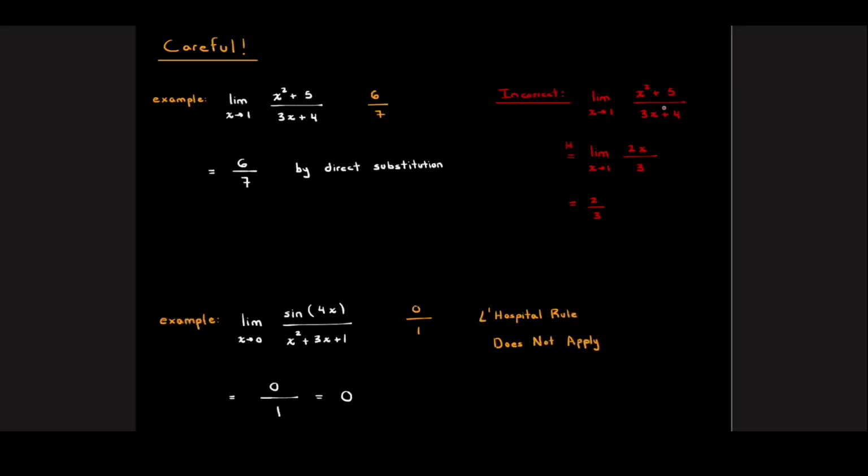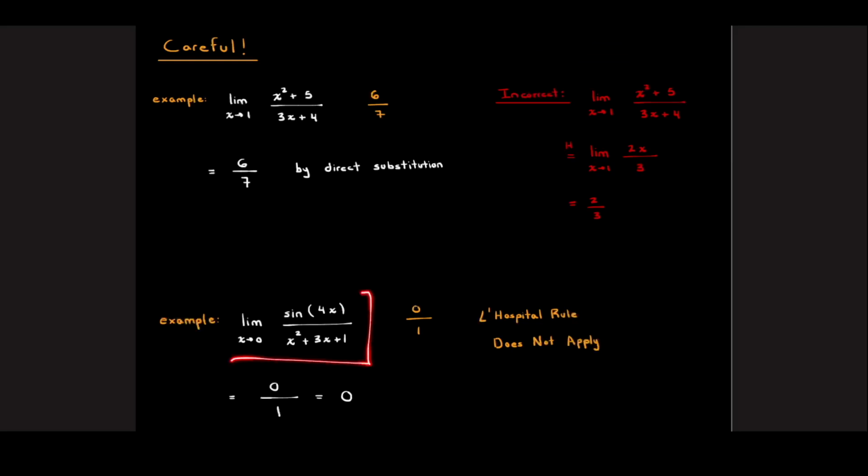If someone tried to just blindly apply L'Hopital's rule, we have the work on the side here. You would differentiate the top, you would get 2x. You differentiate the bottom, you would get 3. They would plug in 1 and get 2/3. Okay? And so they wouldn't realize they made a mistake, but it's actually the wrong answer. Okay, so before you apply, please always make sure that it's in the correct form, 0 over 0 or infinity over infinity. And here's another example.